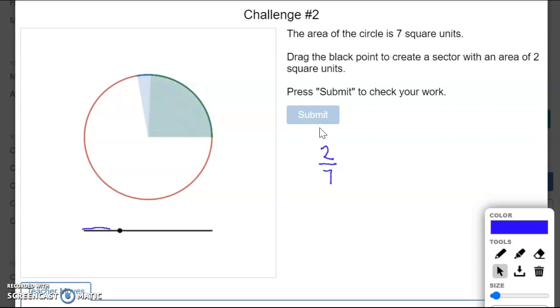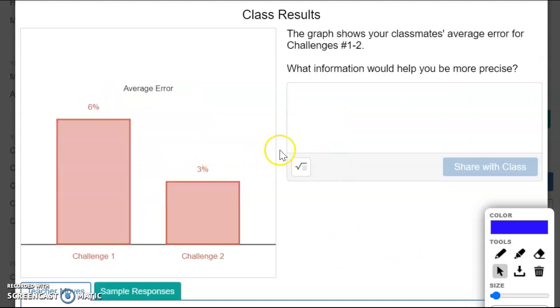Okay, let's see how accurate I was. Oh, my sector was too small by 3%. I was pretty close, so eyeballing it, I can get it somewhat close, but I'm still not going to be hitting it right. Okay, and this slide shows the average error. And the takeaway from that is, eyeballing it, you're not going to get that accuracy.